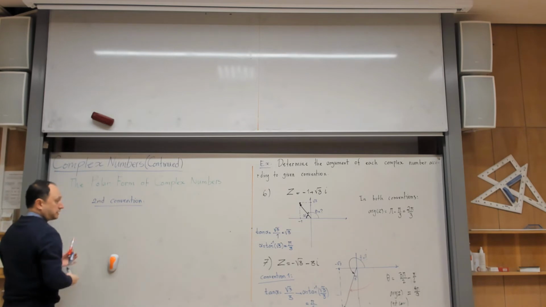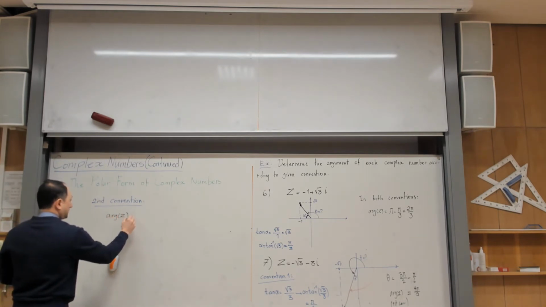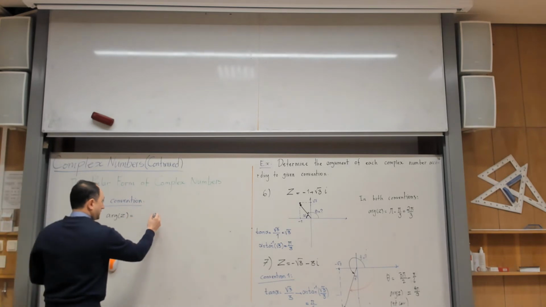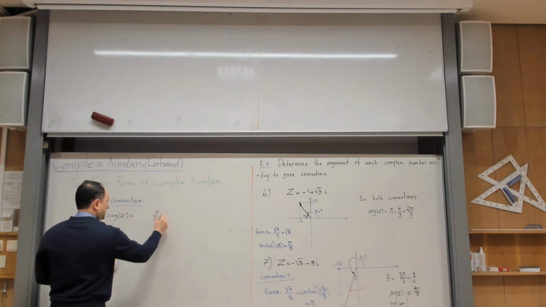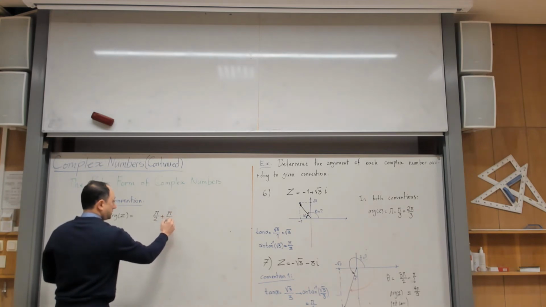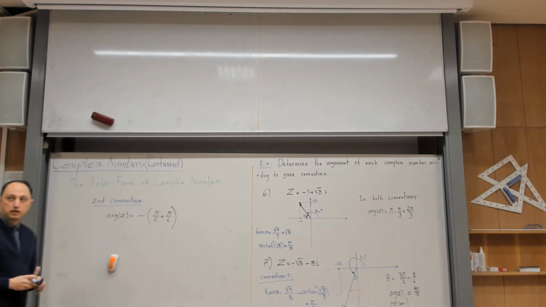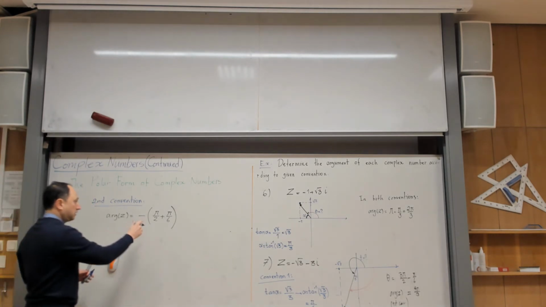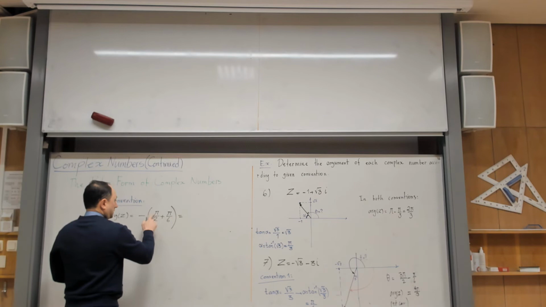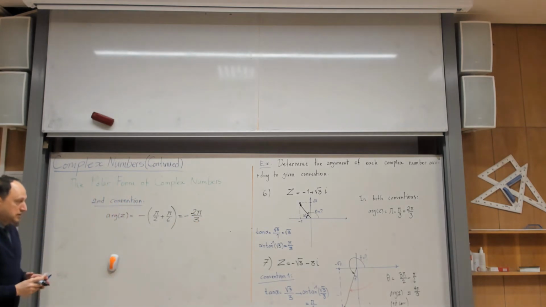So the argument of z becomes 90 degrees, which is pi over 2, plus alpha, which is pi over 6, but because it is going in the opposite direction, I have to multiply it by a negative sign. And then I calculate this, yes? So this is 3 pi plus pi over 6, that is 4 pi over 6, 2 pi over 3. So it's minus 2 pi over 3. So you see the answers sometimes are different.